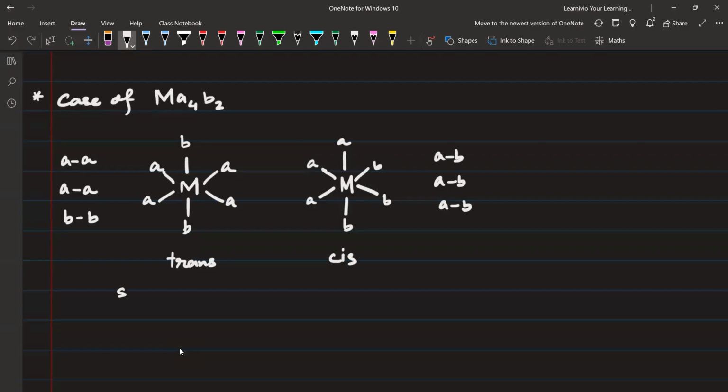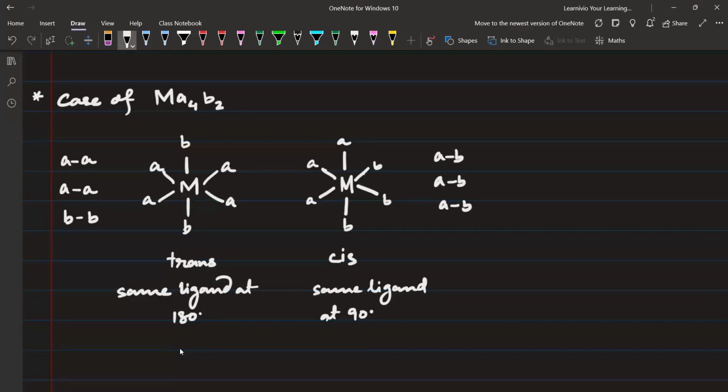ना ट्रांस में सेम लिगेंड एट 180 डिग्री होगा एंड सिस में सेम लिगेंड एट 90 डिग्री होगा. ठीक है. सो यू कैन सी B is opposite to B 90 degree में. Now all same ligands will be like at 180 degree, sorry 90 degree only. ठीक है. यहाँ पे A हो जाएगा, तो इसको याद कर लीजिएगा ना. B के हिसाब से देखिएगा. ठीक है. B के हिसाब से यहाँ पे देखना है आपको.